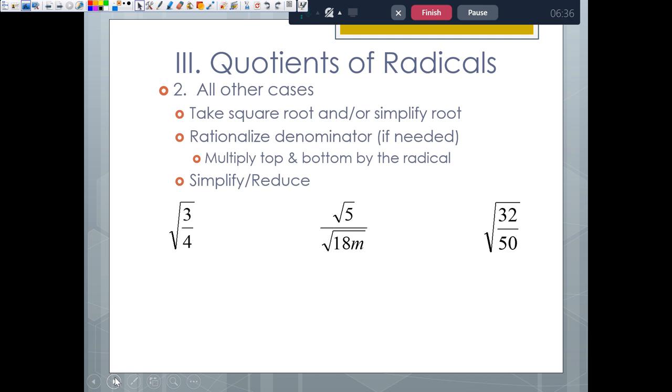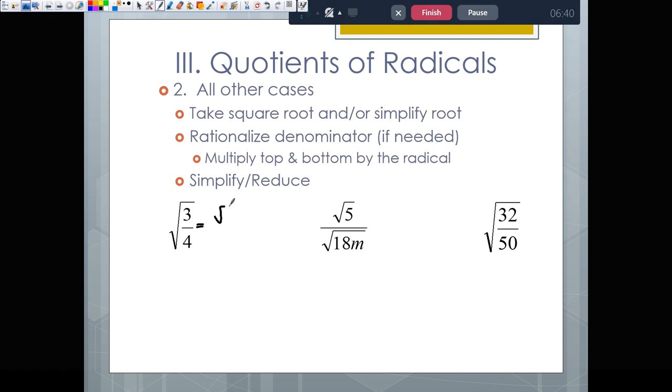Okay, so 3 cannot go into 4. But I can break this apart between the square root of 3 and the square root of 4. What's the square root of 4? 2. So this would be the square root of 3 over 2. The only thing is we can't have a radical in the denominator. I don't have a radical in the denominator, and everything is simplified, so it'll just remain like that.